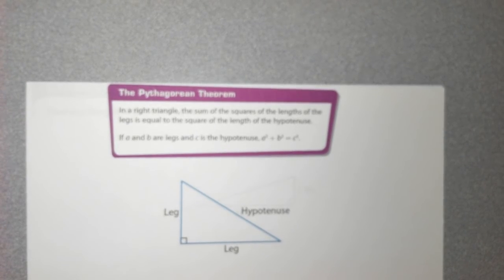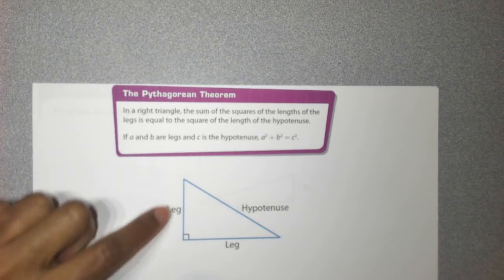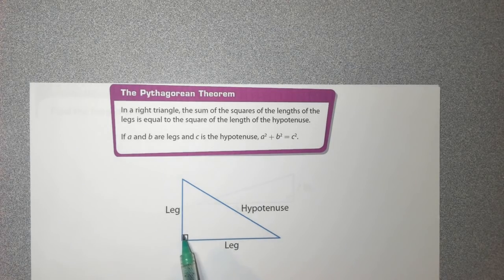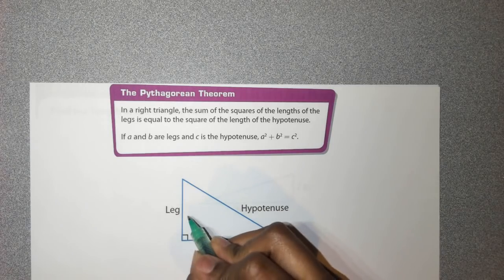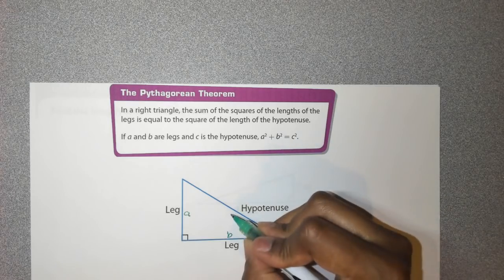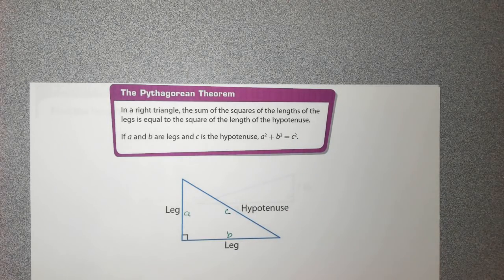If we're looking at a right triangle, then what we have are two legs and the hypotenuse. The hypotenuse is the longest side of the triangle, and the legs are the two shorter sides, and those legs make up that right angle. So the legs are shorter than the hypotenuse, and we like to call those sides A and B. Those legs are A and B. And our hypotenuse, we call it C.